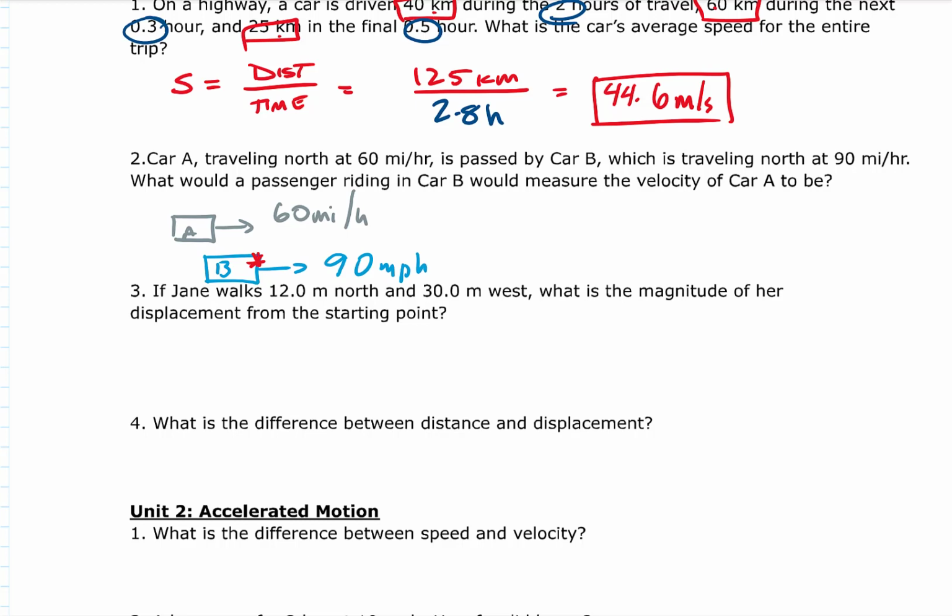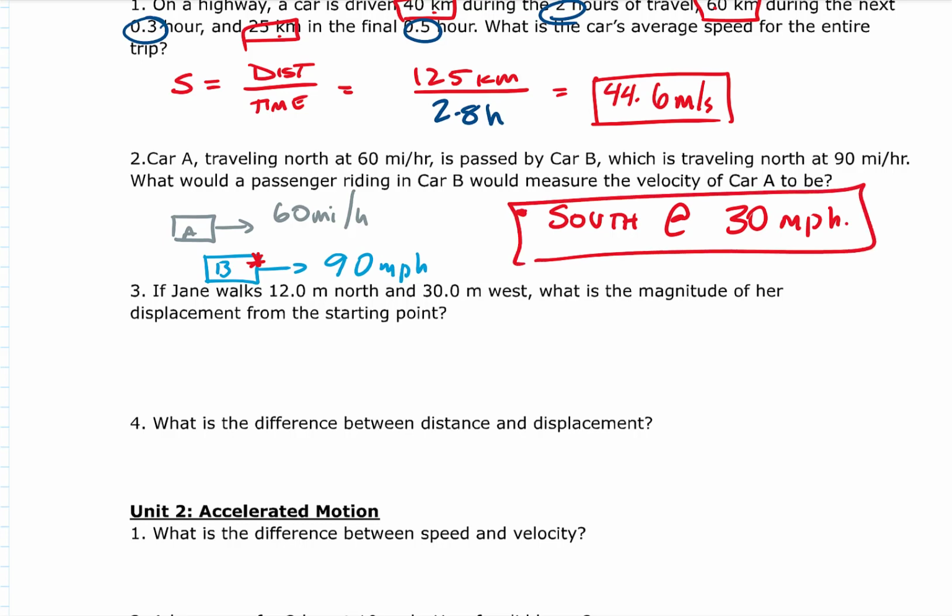Well, car B is going 30 miles per hour faster. So it's pulling away from car A at 30. So car A looks like it's going backwards. So it's going to the south. That's backwards in this case. At 30 miles per hour. That's how fast car A is going to look like it's going.